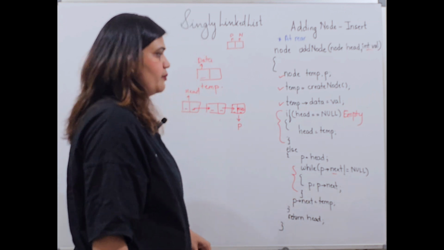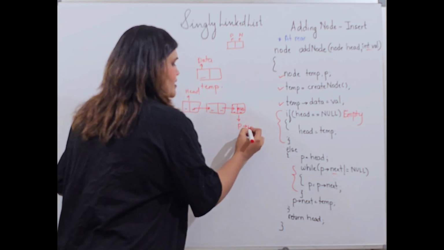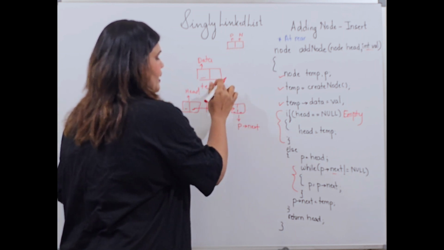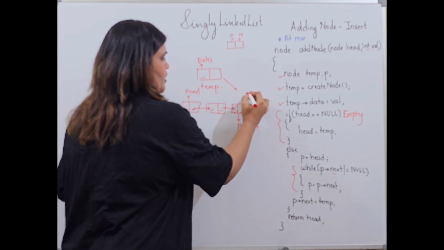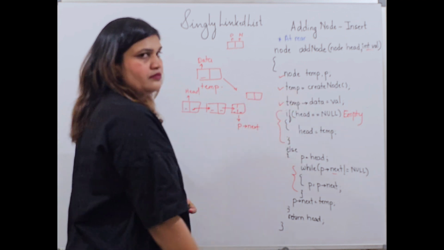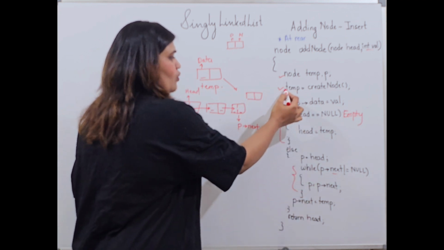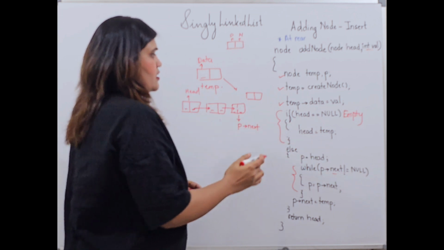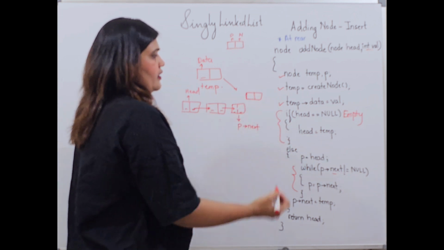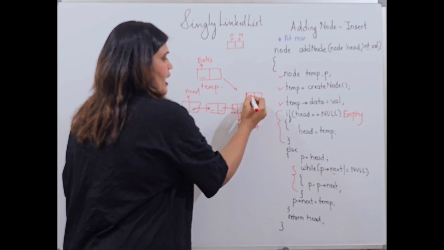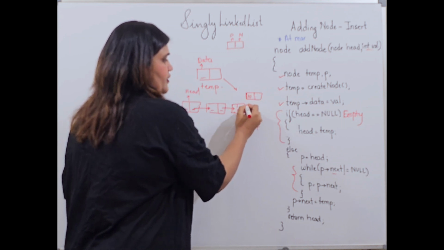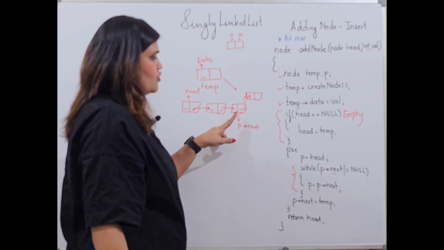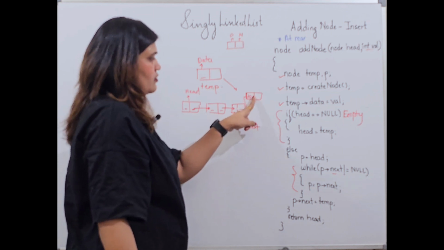P to next is equal to temp. So P to next, that is this value, will become what? The temp that was created. Remember the temp that is created here? This temp becomes head only when your head value is null, that means your linked list is empty. Else, you have a temp created. That temp has a value stored inside it, and this temp has to be connected here now. So how do I do that? P to next. This is my P currently. So P to next is equal to temp.